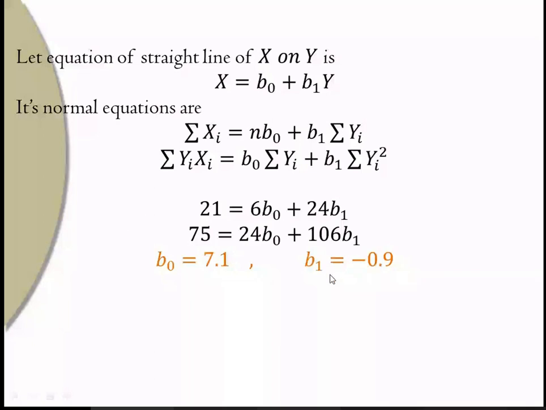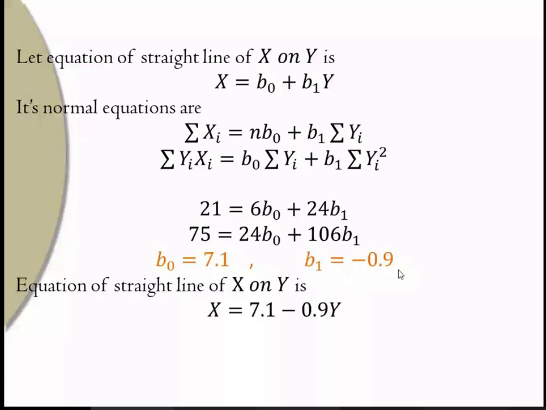And putting both these values back into the first equation, we get the straight line, that is x is equal to 7.1 minus 0.9 into y. Okay, so this is a straight line of the form x on y. And we are also given the value of y and it is asked to find x. So put that value of y over here. Y is 4 and we want the corresponding x. So x will be 7.1 minus 0.9 into 4. So it comes out to be 3.5. Okay, so the value of x is 3.5.